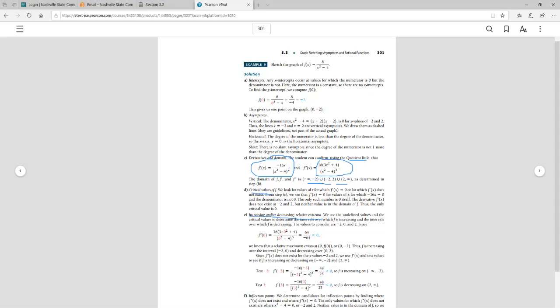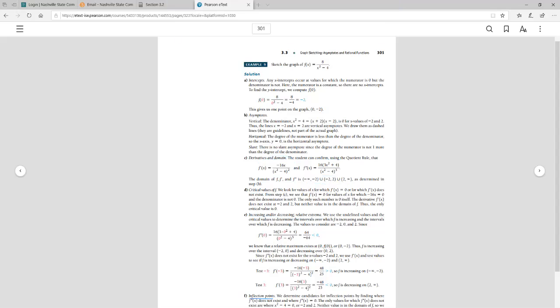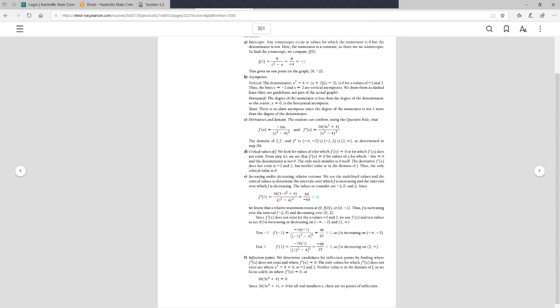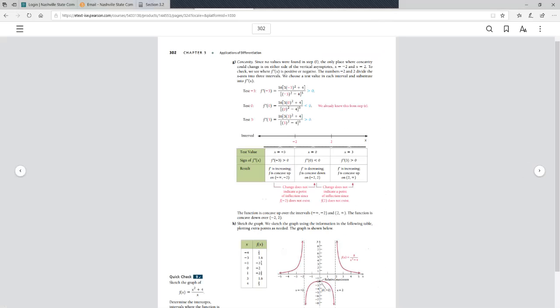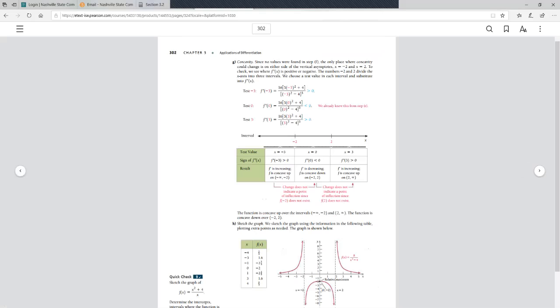And then if you set the second derivative equal to 0, you can locate potential inflection points on the graph. And finally, you can investigate concavity. How would you investigate concavity? You would take the second derivative at various test values to determine whether or not it's concave up or concave down.